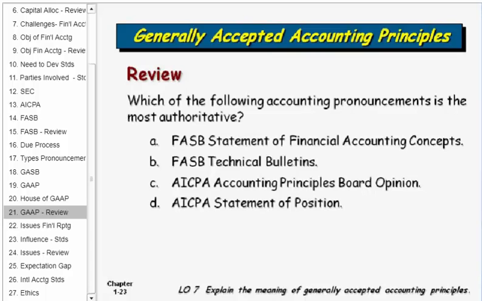Okay, so a quick review. Which of the following accounting pronouncements is considered the most authoritative? The Statement of Financial Accounting Concepts, the technical bulletins, the APB opinions, or the statement of position? And hopefully from the last slide you recalled that APB appeared on the bottom, having a substantial or high level of authoritativeness.